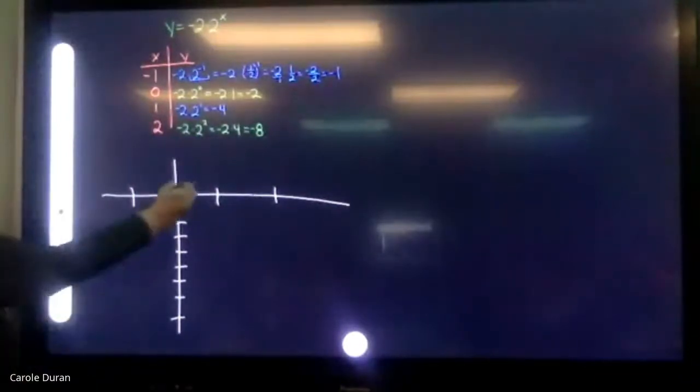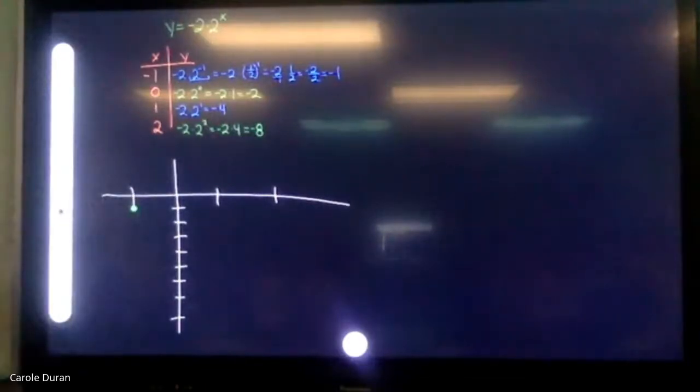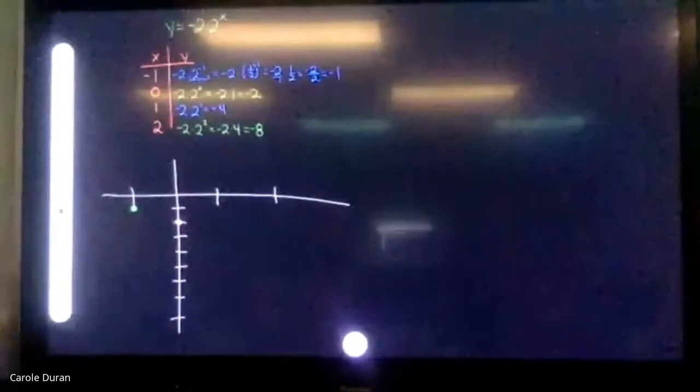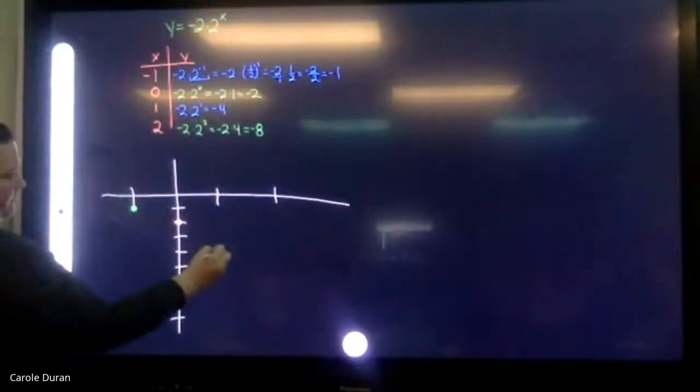We just go ahead and start plotting the points. When I plugged in -1, my answer was -1. So I go to -1, -1, and I put my dot. When I plugged in 0, my answer was -2. So I go to 0 and then down to -2. When I plugged in 1, I got -4. So I go to 1 and down to -4.